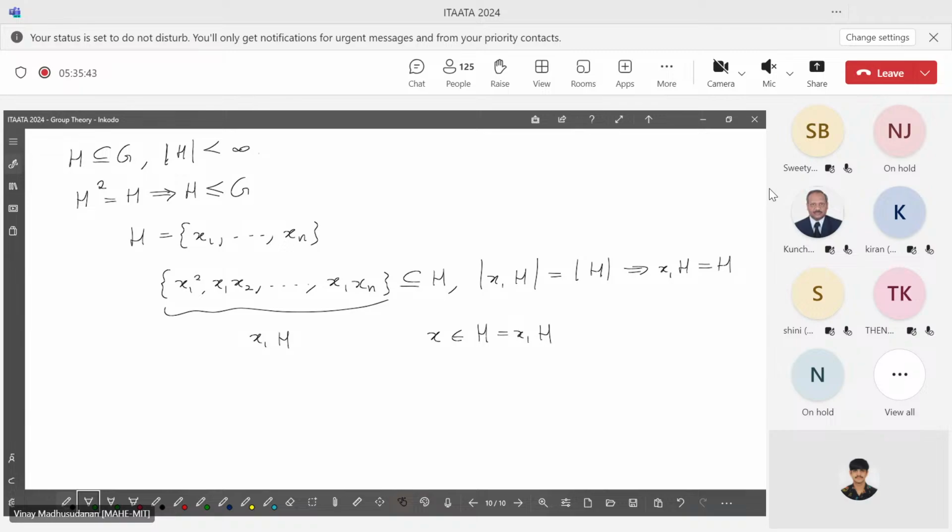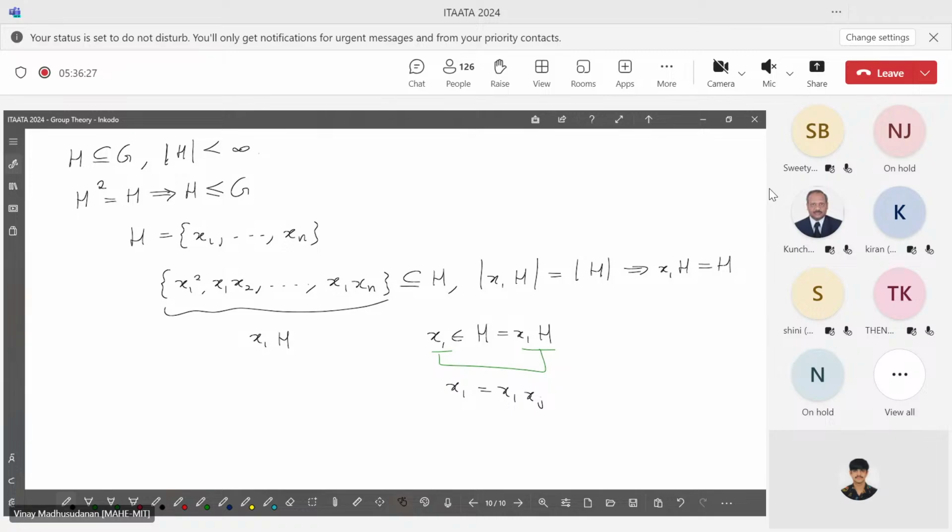Therefore, what? Not really. x is there in h, but x is x1h. So that means x is there in this, not x. Sorry, x1. So, oh yeah, and I have to use the pointer when I'm pointing, because otherwise I only got some. So anyway, x1. Okay, so x1 must belong to x1h, which means x1 is equal to x1 times something.